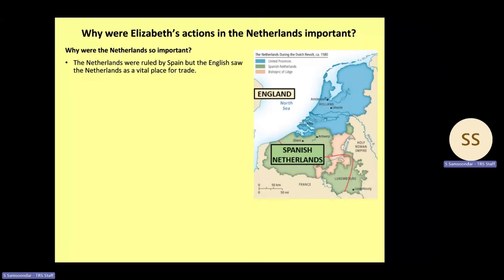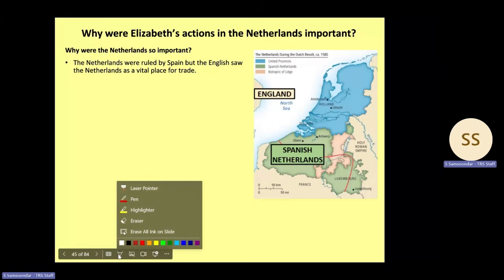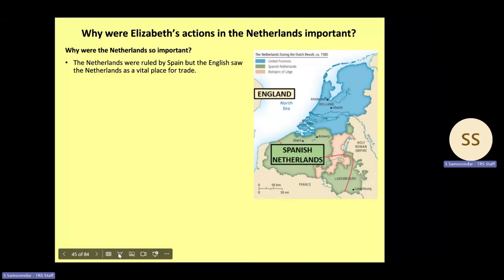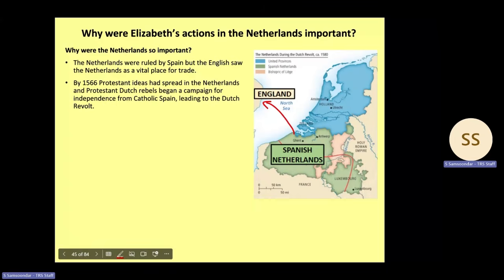So if you remember, the Netherlands is controlled by Spain at this time. Its location is important because, as you can see, it's very close to England, and it's very easy to cross over from the Netherlands to England without too much trouble. So in 1566, there is an outbreak of a revolt in the Spanish Netherlands against Spanish control. The rebels are mainly Protestants and were influenced by Protestant ideas. There were some Catholics as well that were part of the rebels who didn't want to be controlled by Spain. So the Dutch revolt starts from 1566.